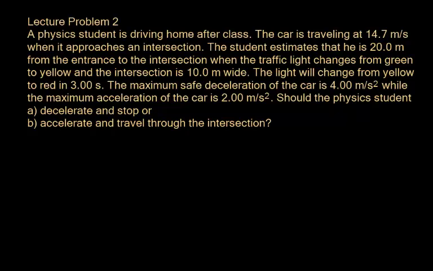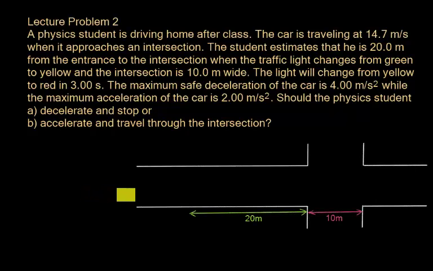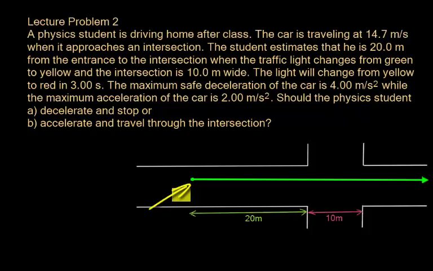First, let's put together a simple diagram to be able to conceptually discuss this question. Notice that the car at the moment when the light turns to yellow is 20 meters from the entrance of the intersection, and the intersection itself is 10 meters wide. We are going to set the coordinate system, which means the x-axis, to point in the same direction of motion, and its origin to be 20 meters before the entrance.